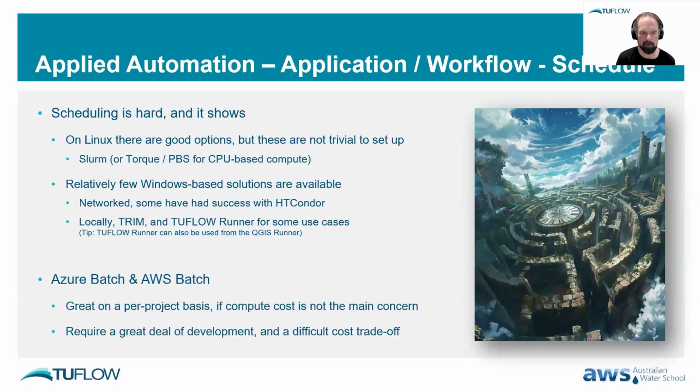Again, Azure Batch and AWS do a really good job of scheduling. They're great on a per project basis, but it's expensive. It requires a great deal of development, and it's a difficult cost trade-off. There's sadly no easy solution here yet. Some companies are developing good solutions. We're doing stuff internally as well, but whether that makes it into a product you can buy from TUFLOW remains to be seen.